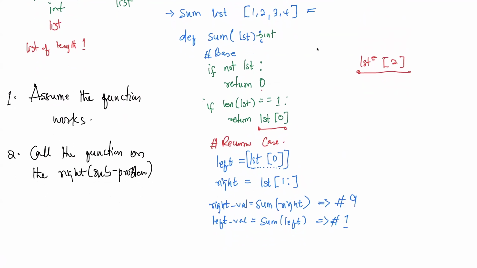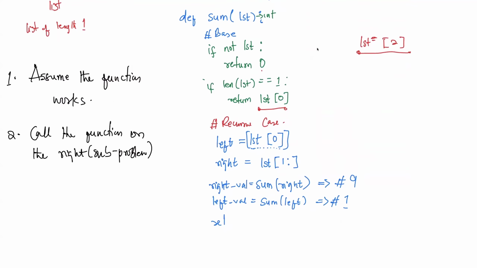Now, if you solve this question, what should be your answer? Sum of 1, 2, 3, 4, 5 gives you 10, right? So can I confidently write return right val plus left val? Do you agree with this? Yes. And lo and behold, that's the whole solution. We've literally solved this question. It just works. And that's the magic. This is the crux of it.